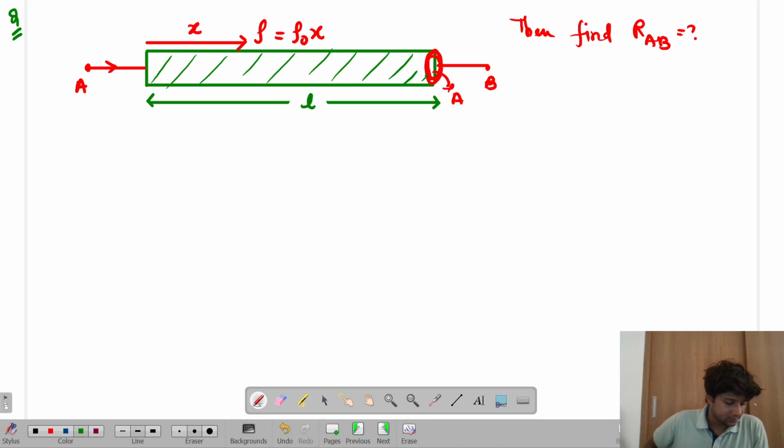बताओ क्या होगा आंसर? What? Rho naught L square by twice of A. Perfect, correct. So how did you calculate it?